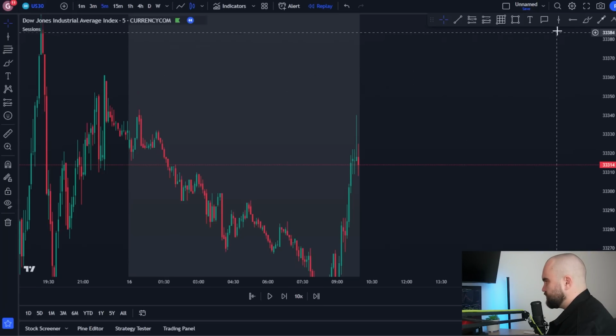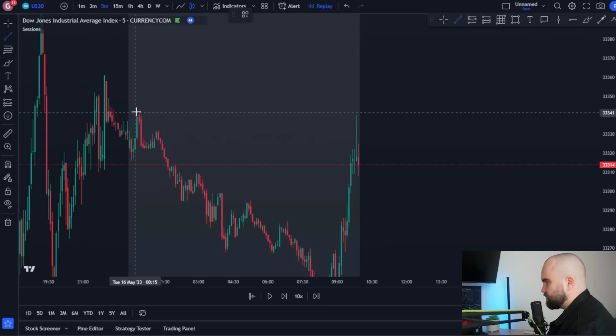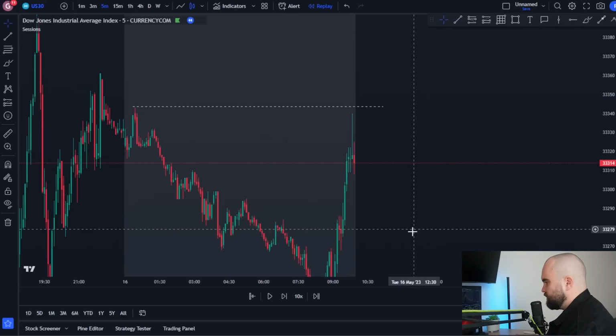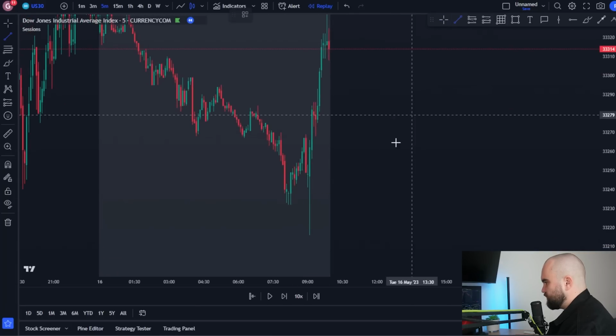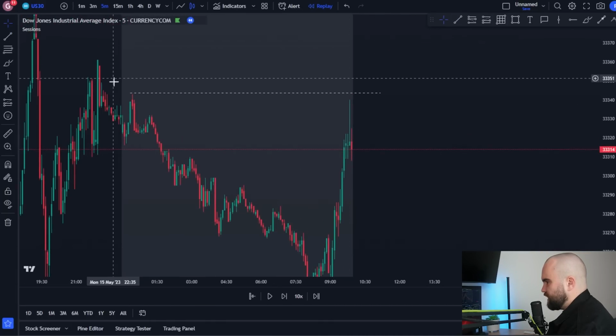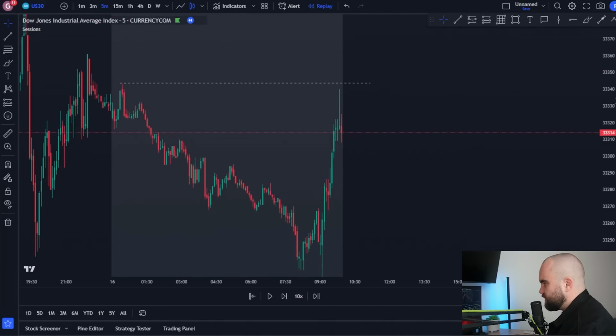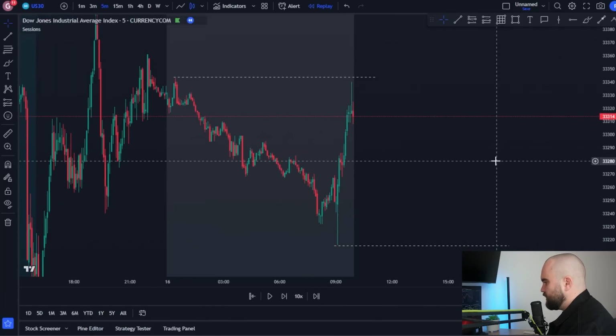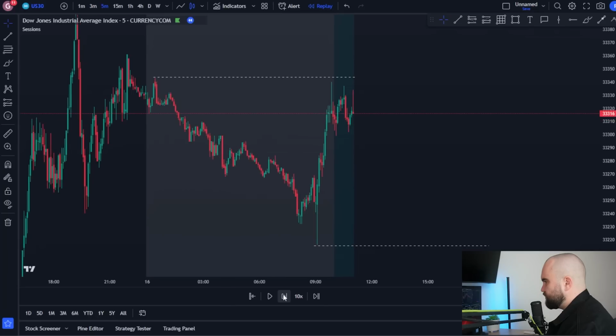Okay, so the highest point, as I'm sure you guys would agree, in this gray box is here. We'll see if we get to the lowest point, which is down here. I believe there's also an indicator that will mark these zones out for me. I'm still working on that, but for now, we just have the time zones marked out. So we're waiting for a sweep of these zones.